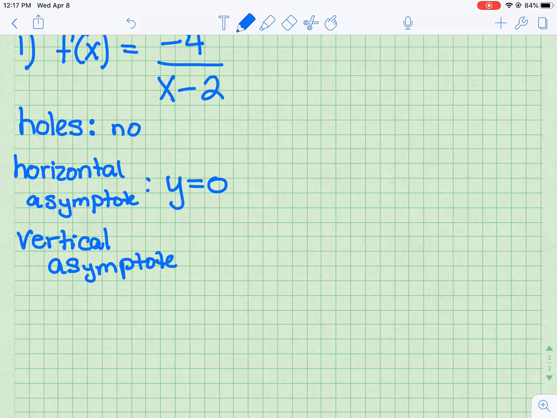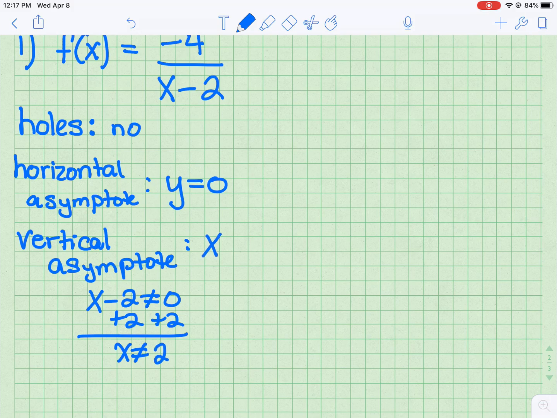So now for the vertical one, we have to figure out what we're left with in the denominator. And what we're left with in the denominator is x minus 2. So what value of x would make the denominator 0? Yeah, so we don't want this to be 0. If we were to solve it, we don't want x to be 2. So our vertical asymptote is at x equals 2.